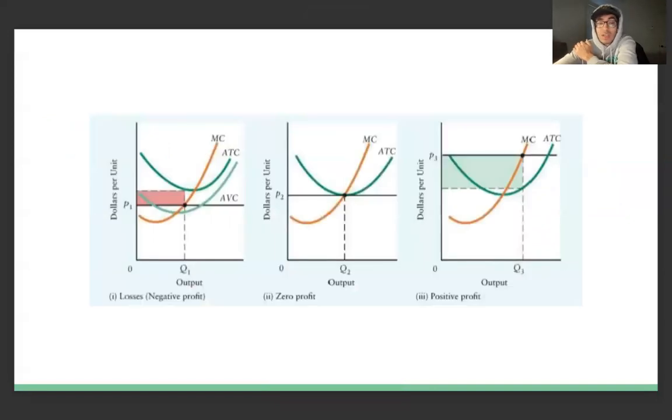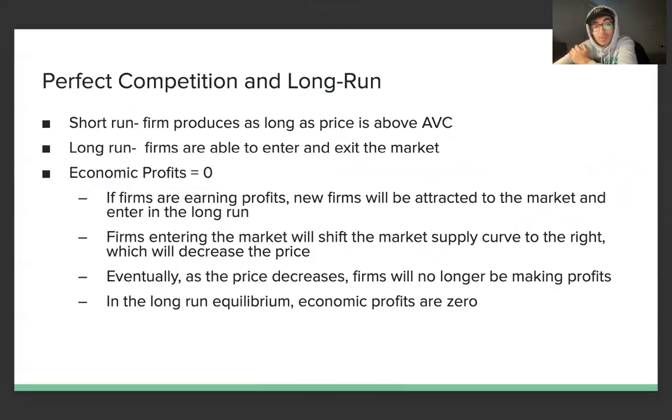So in the short run, you can have each firm either making losses, no profits, or positive profits, depending on the cost for the firm. But in the long run, in perfect competition, the economic profits are zero, and that's because, let's say if firms are earning profits in the short run, in perfect competition, there would be new firms who would want to enter the market in the long run.